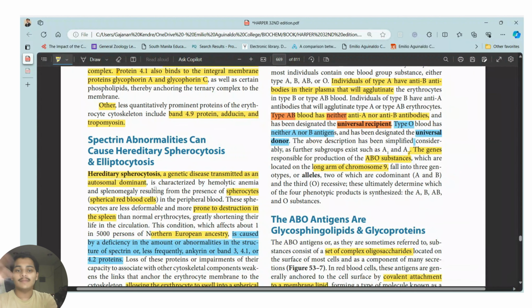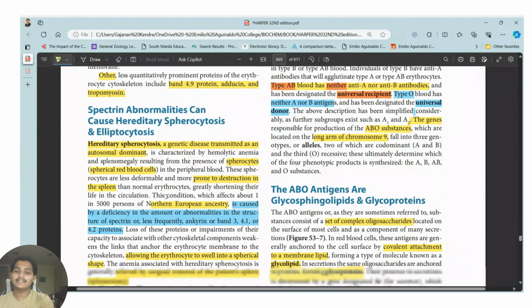Then there are some abnormalities. If there is something normal, there will be something abnormal. It's not the word from God, but yes, there will be something abnormal. The abnormalities in spectrin cause hereditary spherocytosis and elliptocytosis, which we discussed already very briefly. Here we'll go into a little bit more depth.